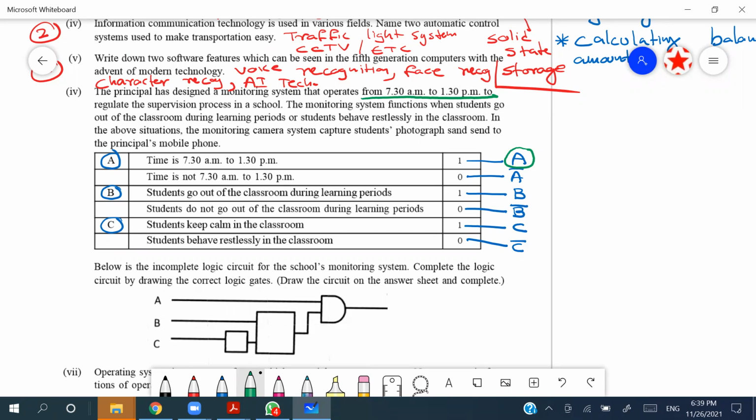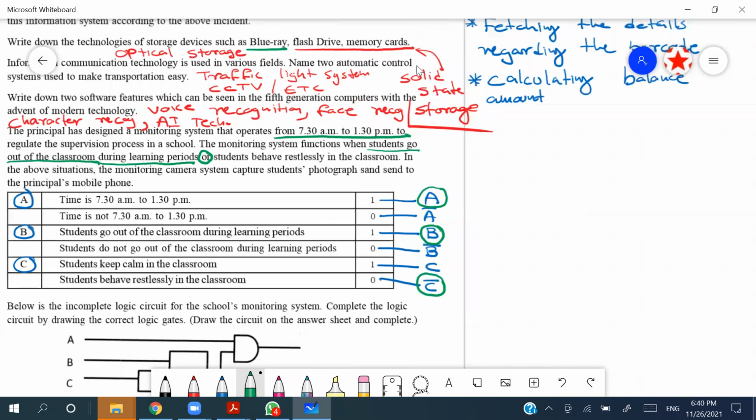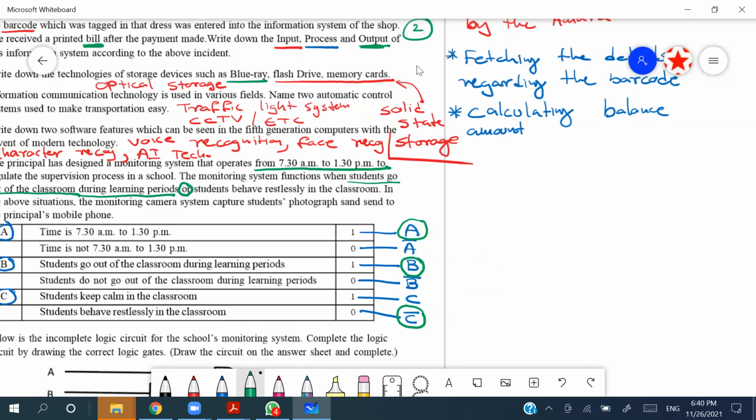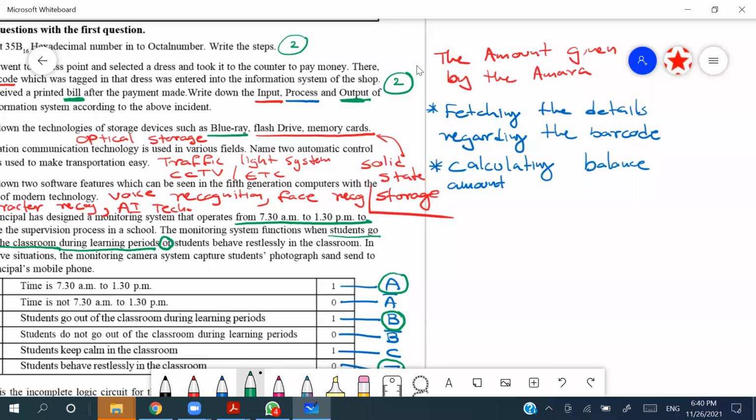And not only that fact, it has to consider two other facts as well. The monitoring system functions when a student goes out of the classroom during the periods, so that means B, not B bar. Or a student behaves restlessly in the classroom. Restless behavior is indicated by C bar, not C. So these are the situations to capture that particular student. The time should be between 7:30 to 1:30, and either that particular student should go out of the classroom or he should behave restlessly, right? So now it is simple. We only need to build a simple scenario from this, then we can straight away convert this into an expression. So how does it happen?